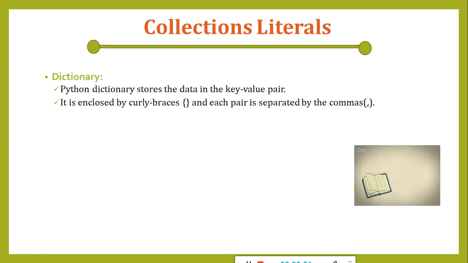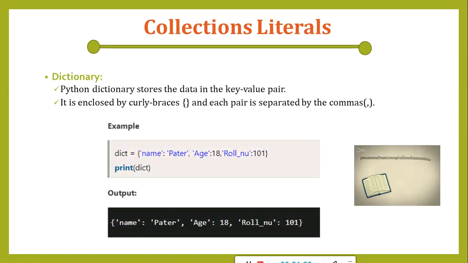Then comes the dictionary. A dictionary in Python stores values in terms of key-value pairs. It is enclosed by curly brackets and each pair is separated by a comma. Again, the thing is the same, that we separate the values by commas, but they should be mentioned within curly brackets only. So here is an example of a dictionary having key-value pairs.